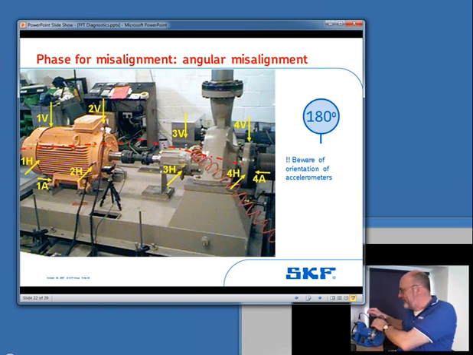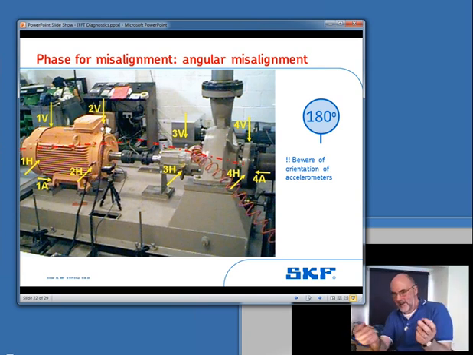Don't do what I did. What you're going to do to do this measurement is to put your transducer, your accelerometer, onto one face of the electric motor, and quite often it's convenient to put the sensor onto the face of the pump.